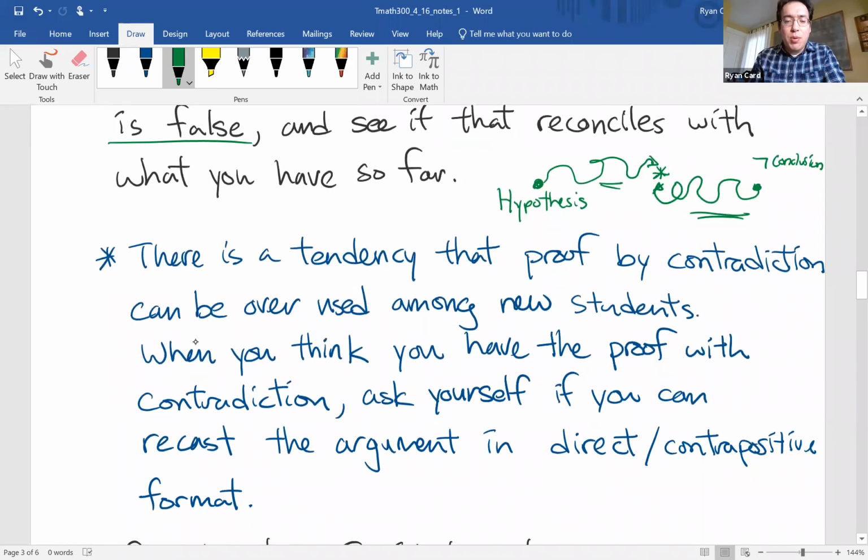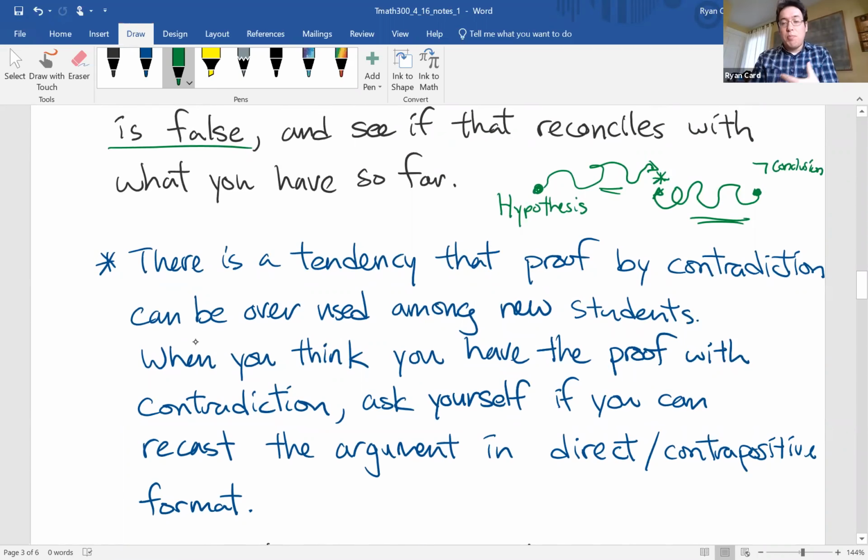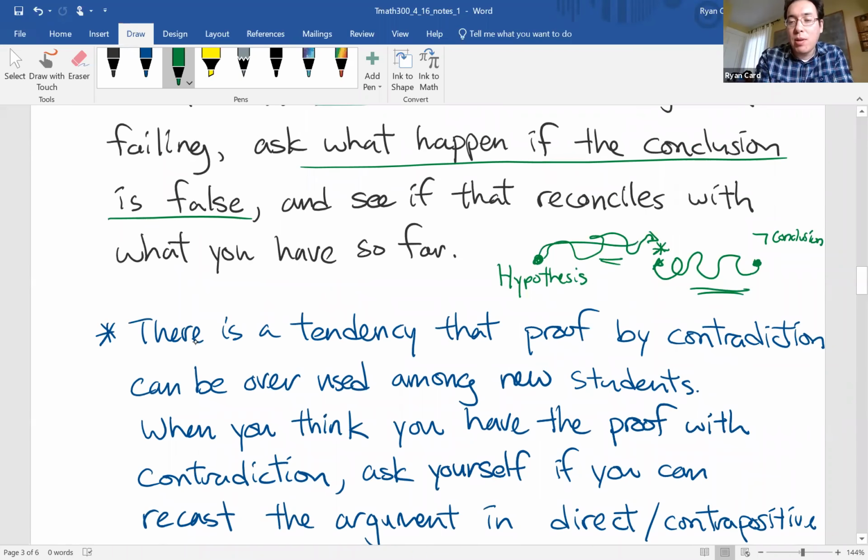I should warn you a little bit. If you are a beginner at writing proofs, there is a tendency that the beginning proof writer tends to write down contradiction proofs frequently. And I have to give you a warning. I think when you're doing this method of working forwards and backwards, it tends to end with a contradiction proof that makes sense to you after struggling with the problem for a little while.